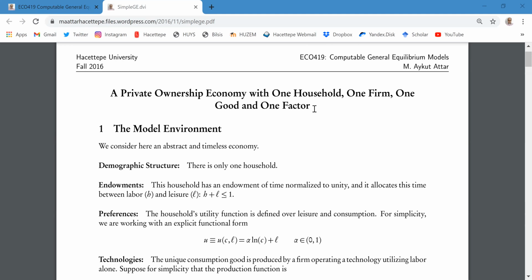And in those markets, we're gonna clear these markets to find the equilibrium prices. Then, given equilibrium prices, their consumption decisions or production decisions will be optimal, of course. All right, then we're gonna define the general equilibrium.